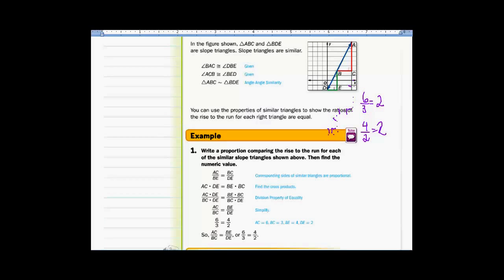So when you make a proportion, remember cross products are equal. So whenever we do the cross products right here, 6 times 2 is 12, 3 times 4 is 12. Notice that they both end up being the same amount anyway. So those are equal. That is our numeric value. So whenever it says it wants the numeric value, it's talking about this right here. It wants the actual proportion. So don't work it out to 2. I was just showing you how those work. Okay, moving on.